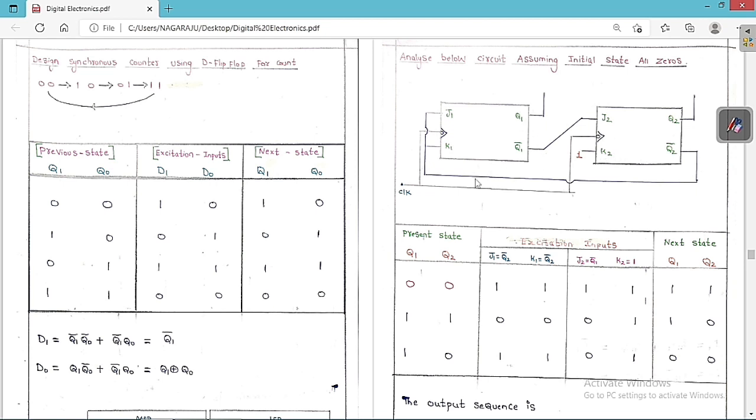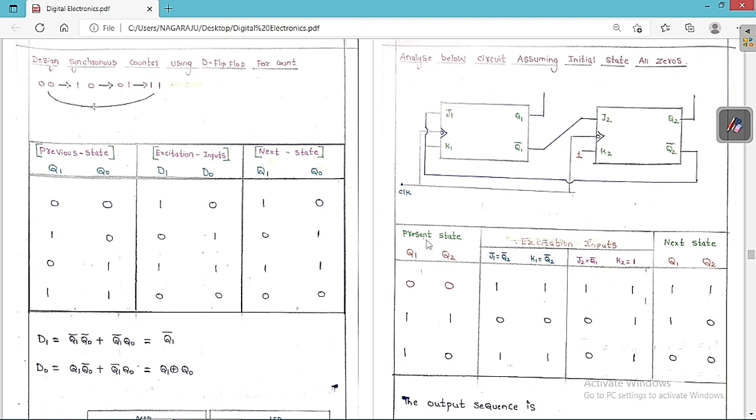Now, if you see clearly, these two are negative triggering, and the clock is given to both of them continuously at the same time. This means the clock is going to give the activation for these two flip-flops simultaneously. So it is called a synchronous circuit.